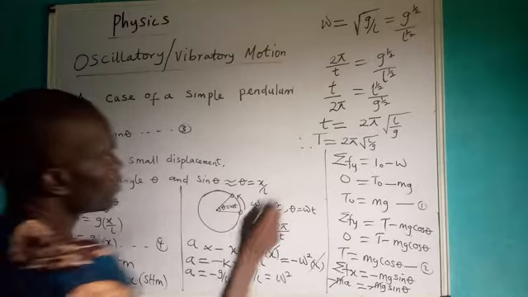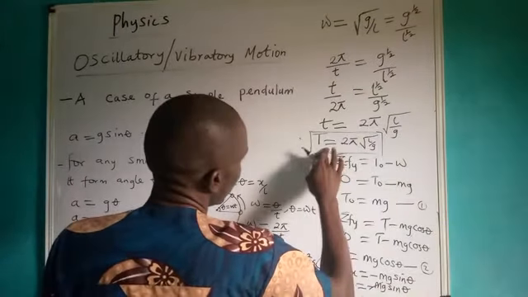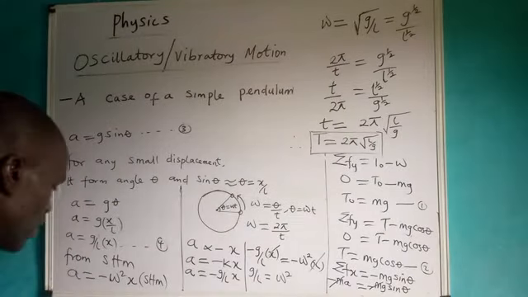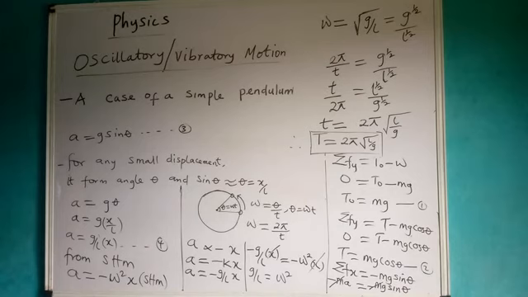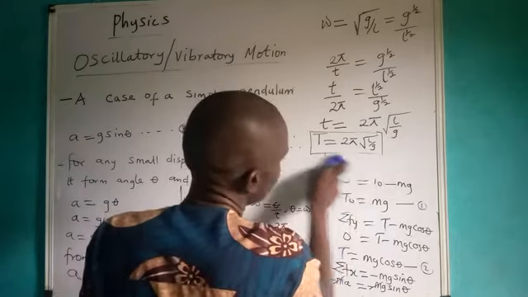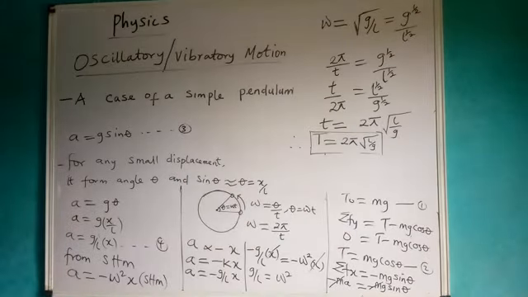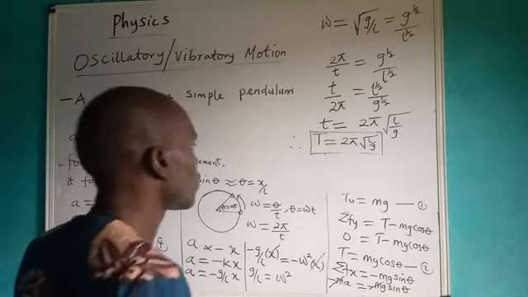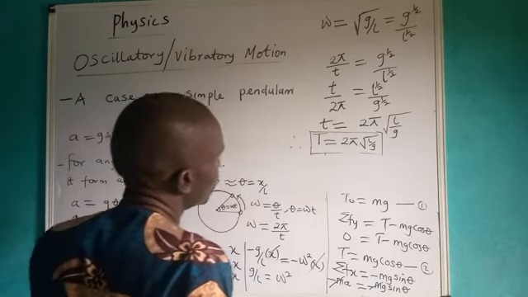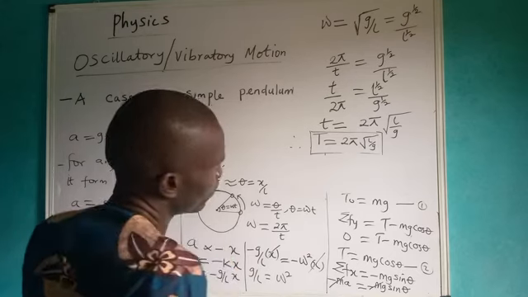Please take note of this very formula. We are going to use it to solve problems in our subsequent teaching. We can also determine the other one. Remember, I said we would also determine the frequency of oscillation. You know that the frequency of oscillation is simply the inverse of the period.